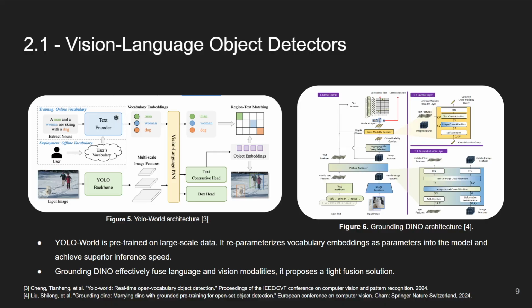In visual language object detectors, we have two popular models. One is YOLO-World, which is based on the YOLO backbone, and the other one is Grounding DINO, which is based on the DINO backbone. YOLO-World is pre-trained on a large-scale dataset and is a really fast model. Grounding DINO uses a fusion mechanism to fuse the language and the visual modalities, and it's a really powerful model for zero-shot detection.